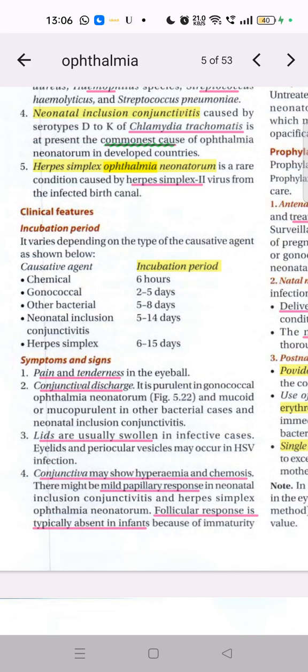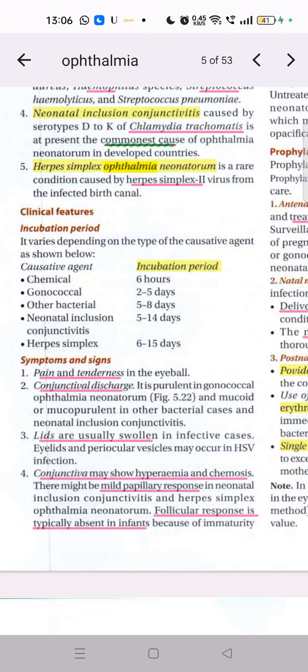Then what are the symptoms and signs? First of all, there will be pain and tenderness in the eyeball. Then, as we already saw, conjunctival discharge. It is purulent in gonococcal infection and mucoid or mucopurulent in other bacterial cases and the trachomatis case. Then lids are usually swollen. Then conjunctiva may show hyperemia and chemosis, and there might be mild papillary response. But follicular response is typically absent.